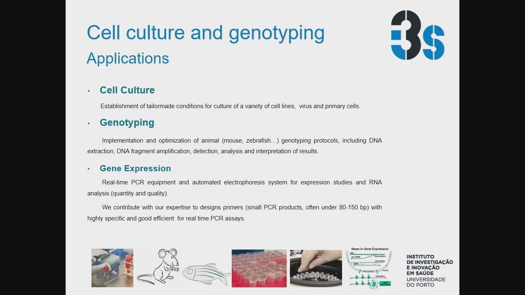This platform is divided in three core areas. In cell culture, we have the establishment of tailor-made conditions for working with a variety of cell lines, viruses, and primary cells. In genotyping, we have in routine more than 100 PCR protocols. We have the implementation and optimization of animal protocols, including DNA extraction, DNA amplification, detection, and analysis. In gene expression, we have real-time PCR equipment and an automated electrophoresis system for expression studies. We also contribute with our expertise to design primers for short amplicons with good efficiency and specificity.